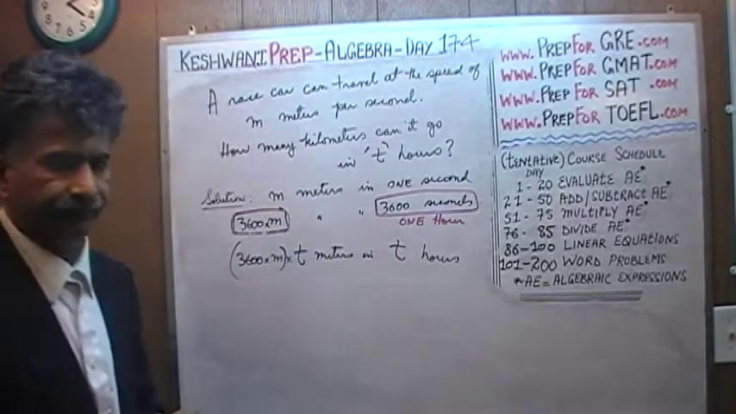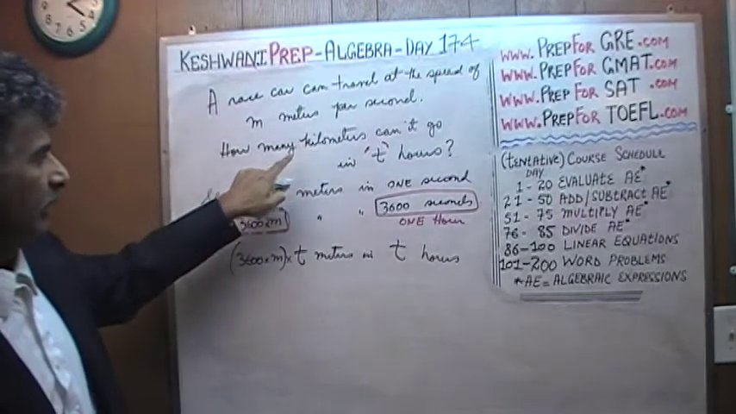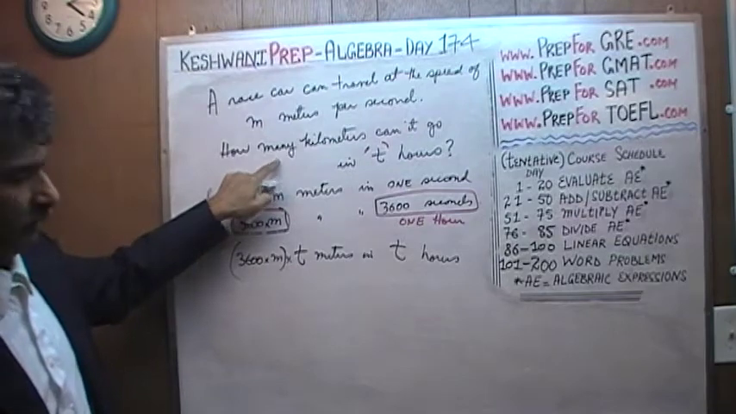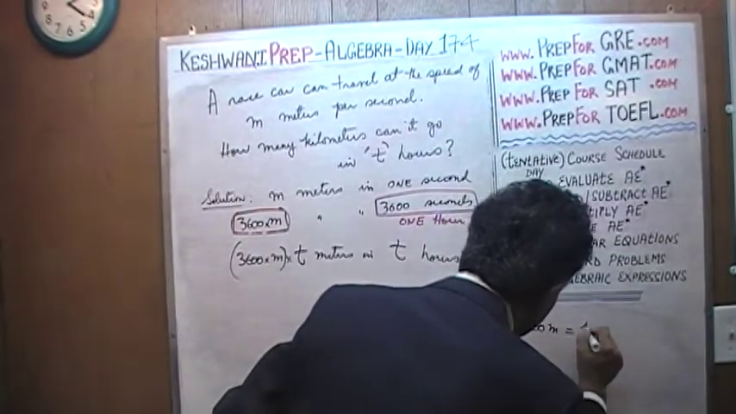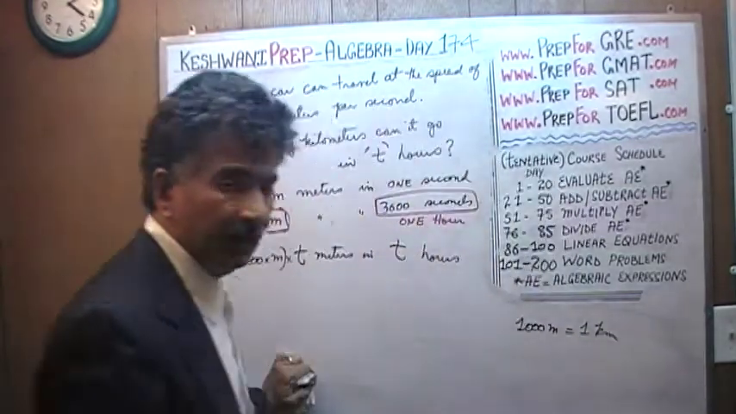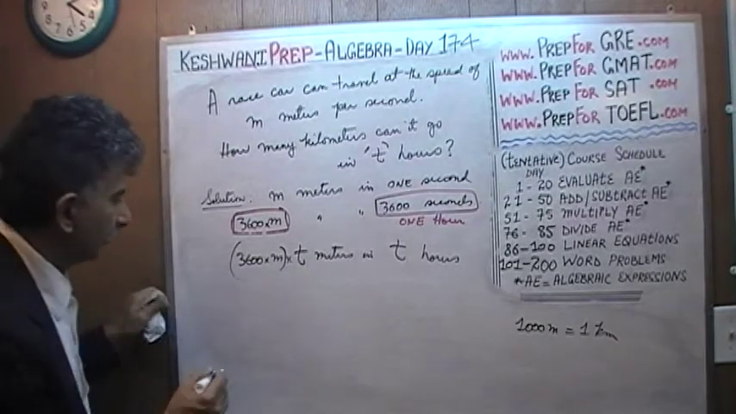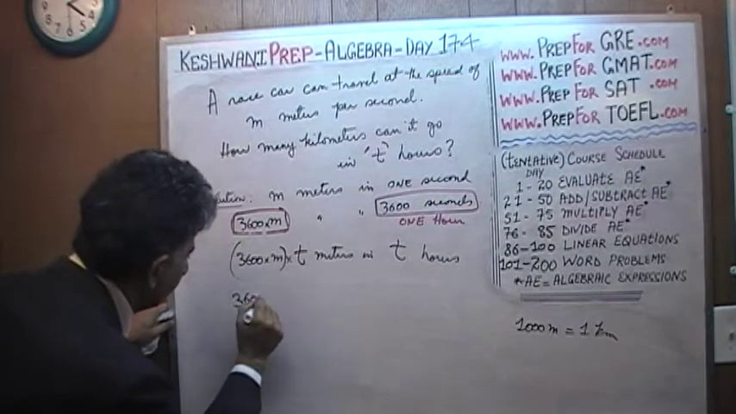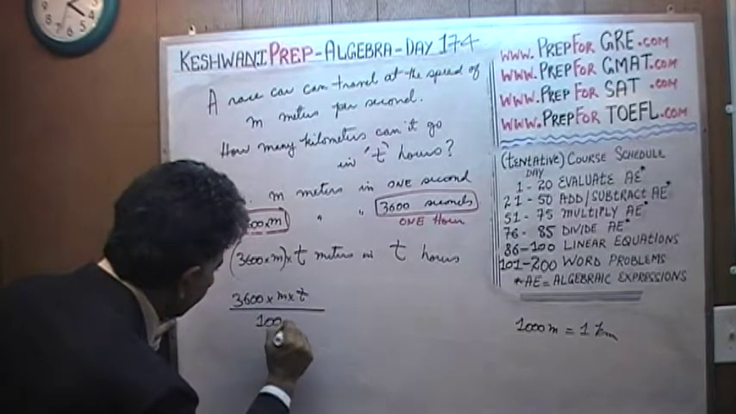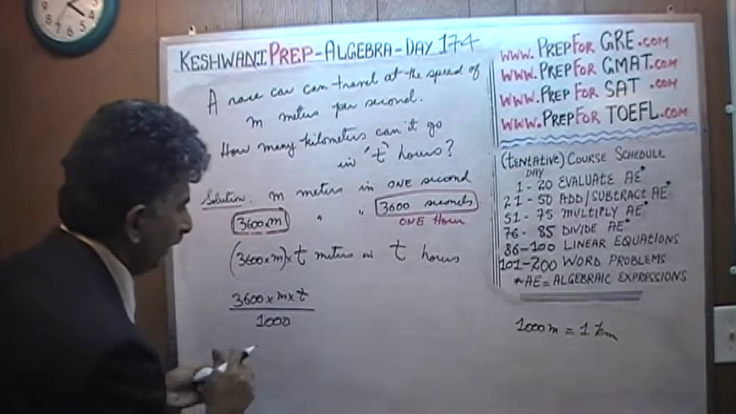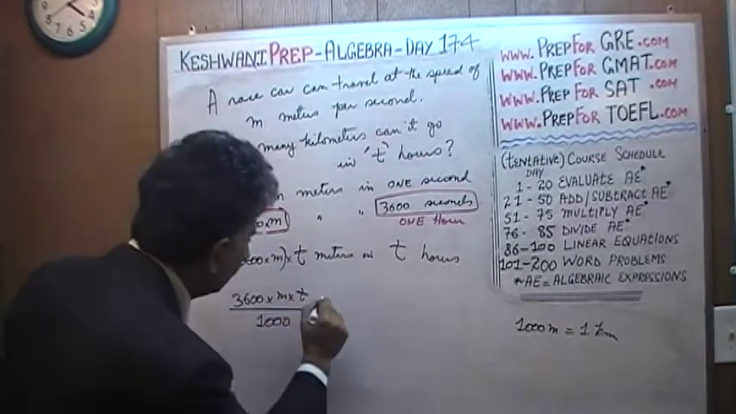in t hours. But that's meters. The question is, how many kilometers can we travel? How do we convert meters to kilometers? Well, we know that there are 1,000 meters in 1 kilometer. So just divide this quantity by 1,000 and we'll have our kilometers. That's all. So 3,600 times m times t over 1,000. Divide that quantity by 1,000, and we will have converted our meters into kilometers.